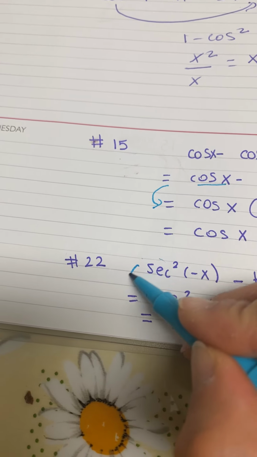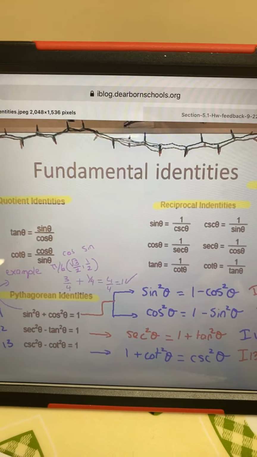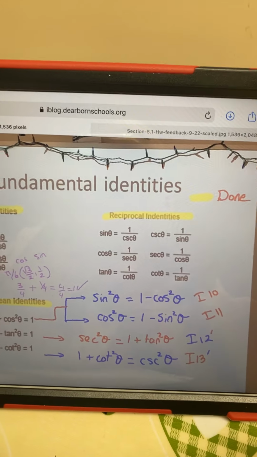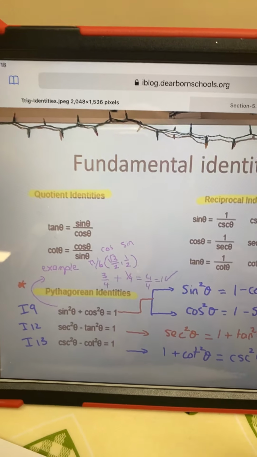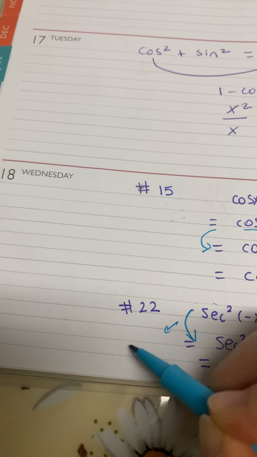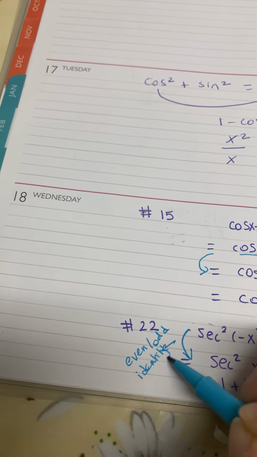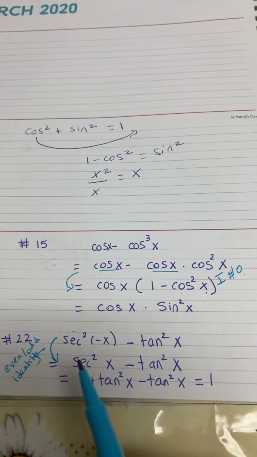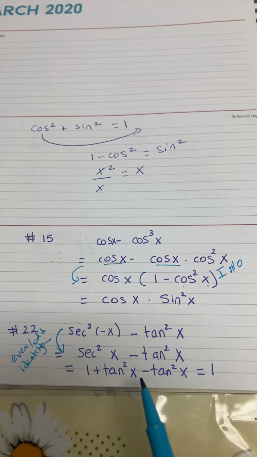So I rewrote that using the odd even identities. And let me go back right here to be more specific. Actually it doesn't show right here, but I was going to give you the number of the identity. Maybe next time I'll have the bigger one, the whole identity sheet. But we can write right here that we used even odd identity. And you guys can figure out which number that is. So it equals secant squared of x minus tan squared. I just copied this down.